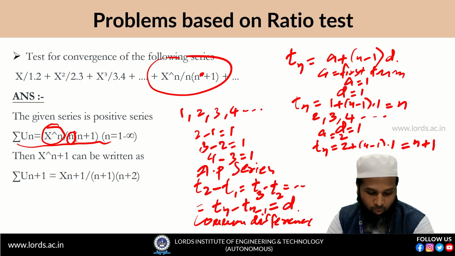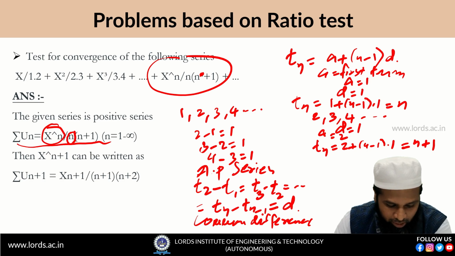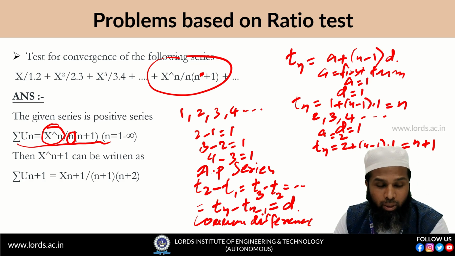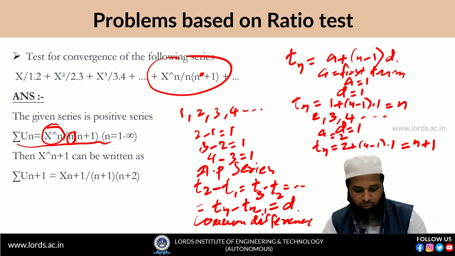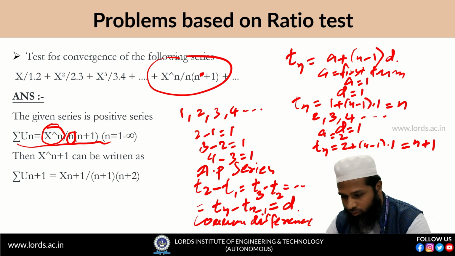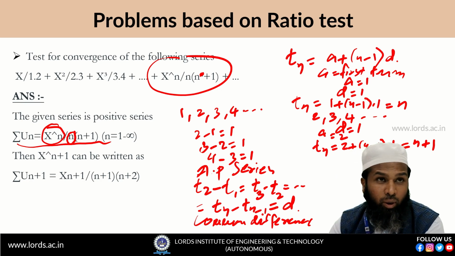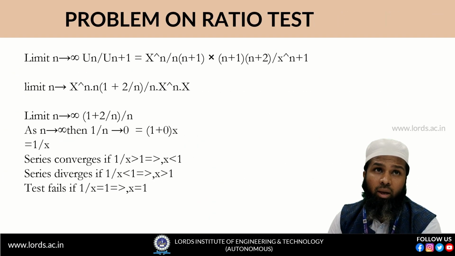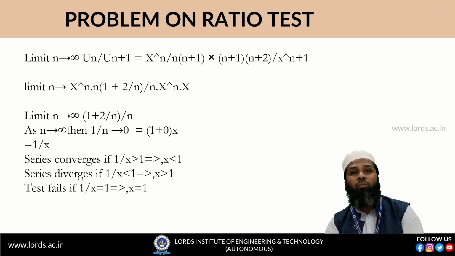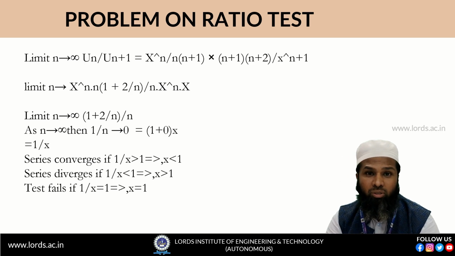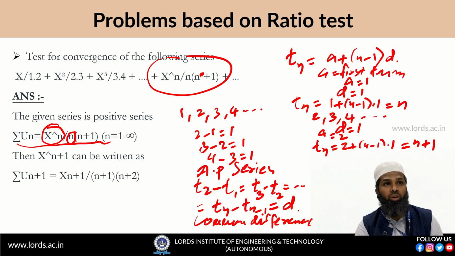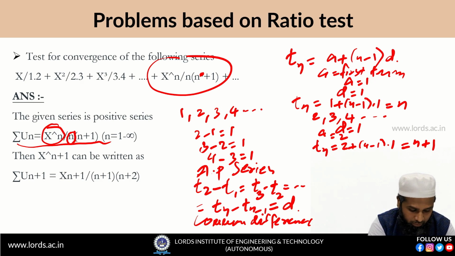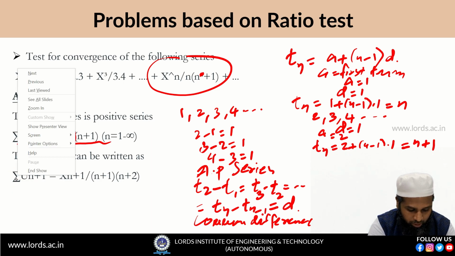So this is a positive series, and the nth term is nothing but x power n divided by n into n plus 1. Now, according to the formula, we want un plus 1. Generally, some students face difficulty in writing un plus 1, and that is very easy to understand.